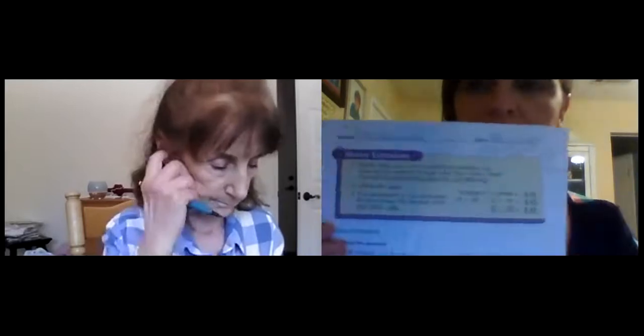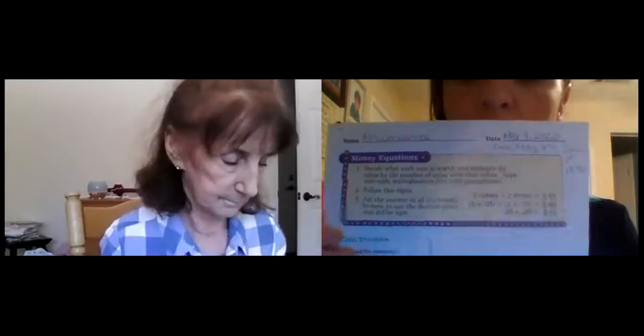Today we will be talking about money equations. Lesson 157, Equation, pages 255 to 256. It looks like this: money equations. Okay, I'm going to flip over to Mrs. Biggs. Have your pencil ready to follow along.